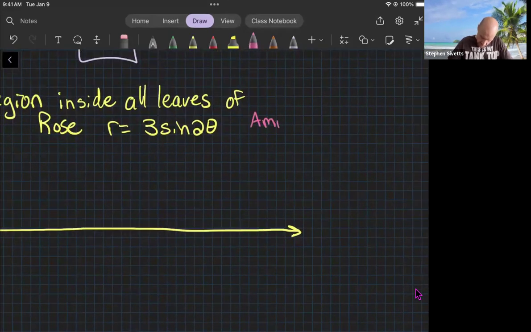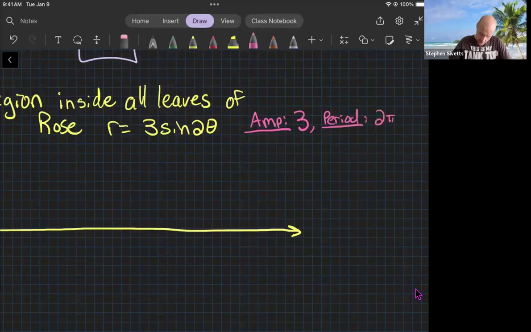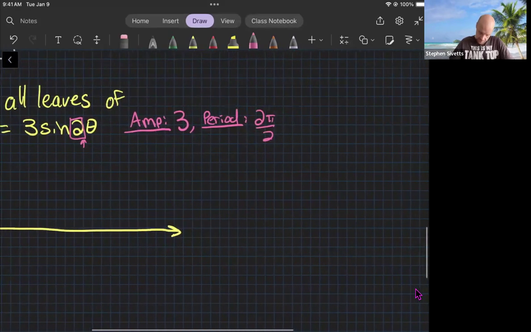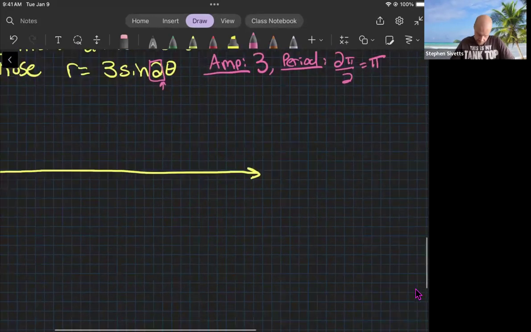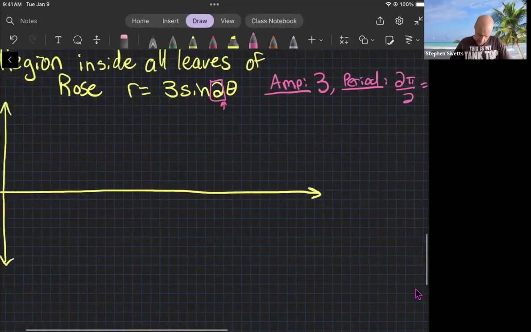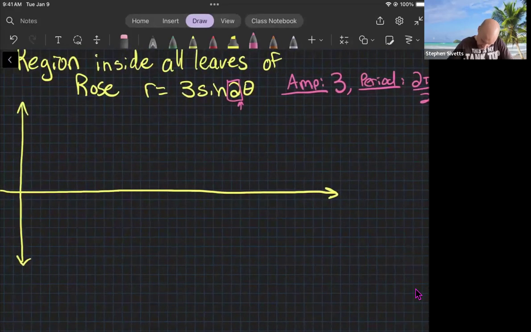The amplitude is the number in front of the sine, the number that's multiplied by the sine function. So the amplitude is 3. The period is equal to 2 pi over 2, 2 being the number in front of the theta, so it equals pi. So the period is pi. What that means is we're going to have 2 phases. Pi, and then let's say 2 pi is over here.